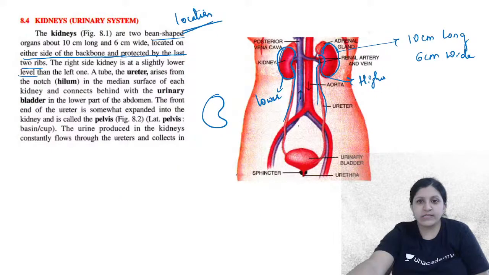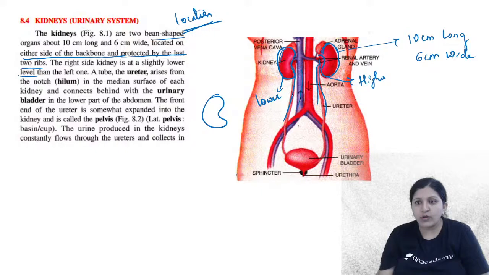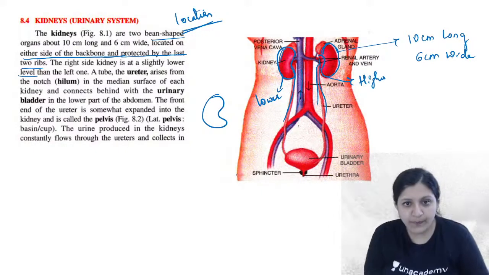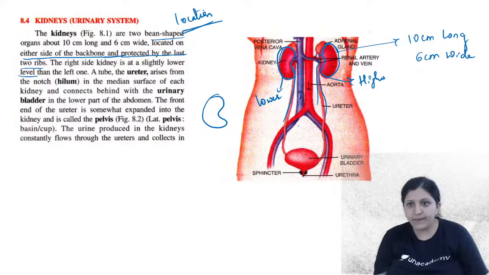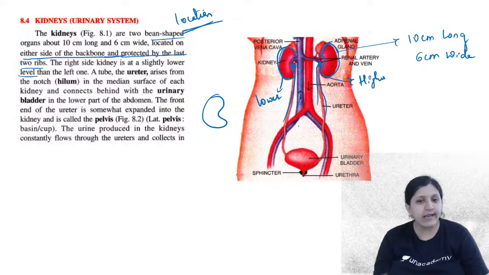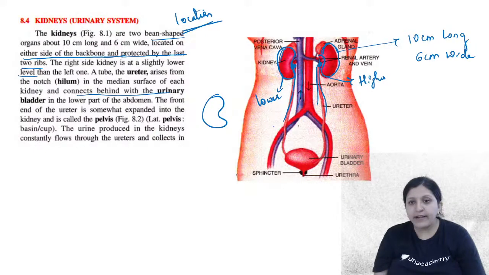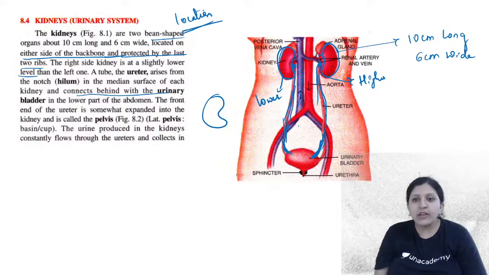So you can see it in this one also. The hilum is this particular structure here, or it can be here, or it can be here on the other side. So that we mention as a hilum. All right, so that is in the median surface of each kidney, and it connects behind to the urinary bladder. So you can see here there is a formation. This particular ureter is formed, and you can see this ureter is ending or opening into this urinary bladder. Okay, so the urinary bladder is here.